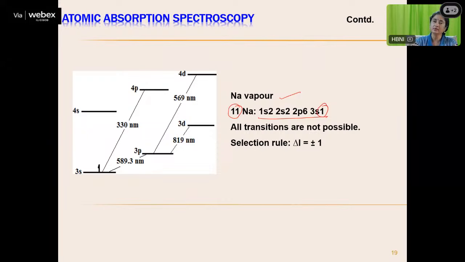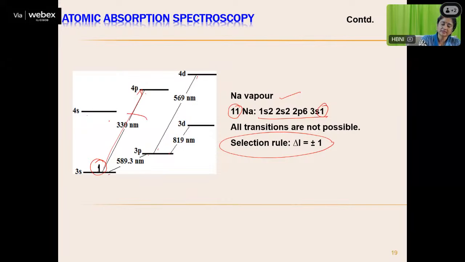When you subject sodium vapor or sodium atoms to UV-visible radiation, the 3s1 electron absorbs energy and jumps to higher electronic levels. There are no vibrational or rotational levels associated with an atom, since it is a single entity; there are only electronic levels. Now, 3s to 4s is not possible because of the selection rule, delta L equal to plus or minus 1. Therefore the transitions are 3s to 4p or 3s to 3p, 3p to 4d or 3p to 3d.